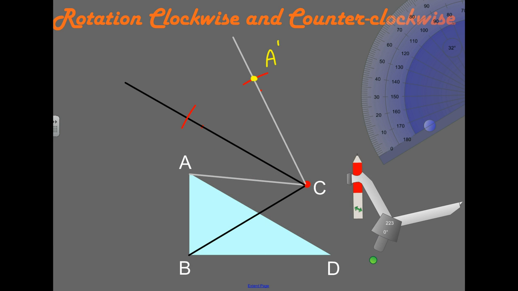Now I have my new point B prime, which has been rotated 60 degrees. See, this is a 60-degree angle right here. It's been rotated.